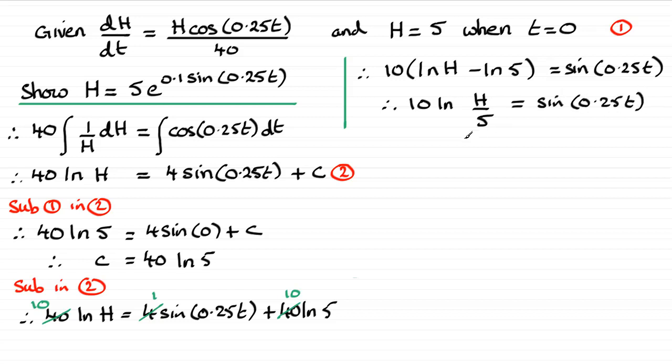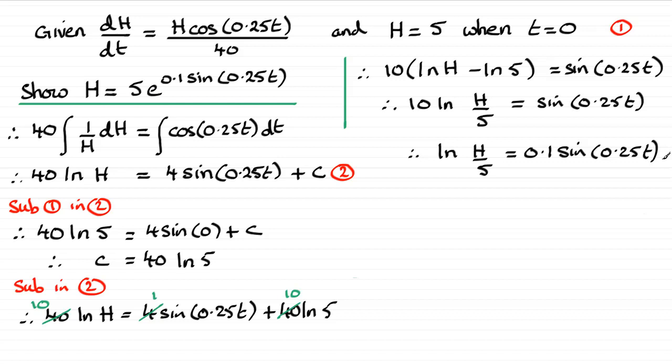And now I could divide both sides by 10, and I can see we're getting closer now. We've got the natural log of h over 5 equals 1 divided by 10, which is 0.1 sine of 0.25t. So this is looking good.